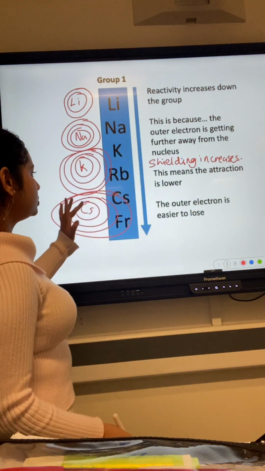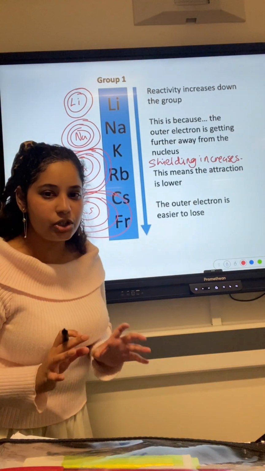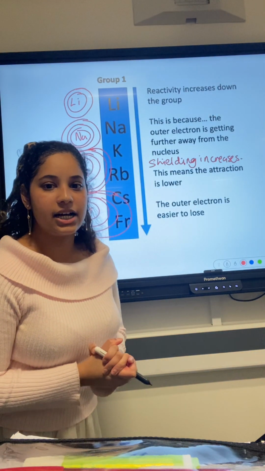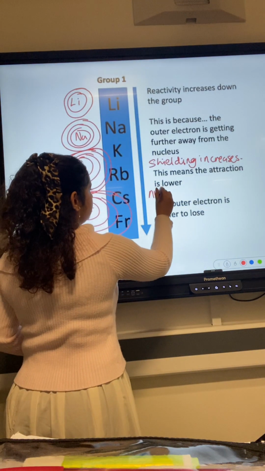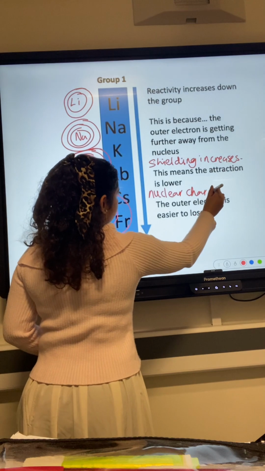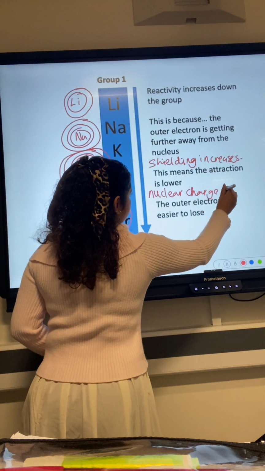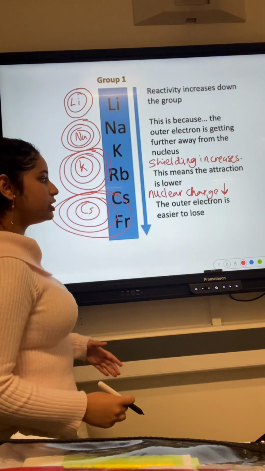Right, so we know that the shielding increases. So another keyword that you do need to know about is nuclear charge. Okay, I'm just going to write it here. So the nuclear charge decreases. Okay, so it goes down. So as we go down the group, the nuclear charge decreases.